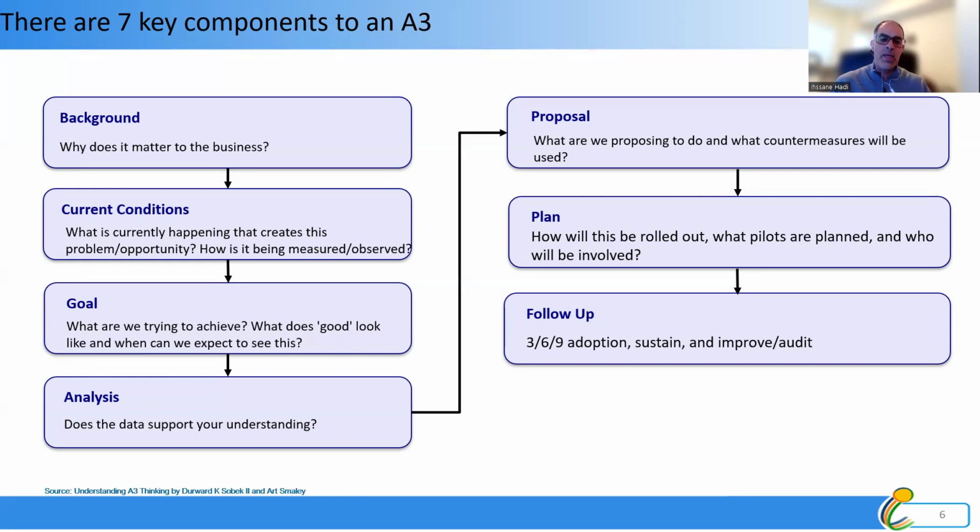Next is the plan. Here we explain how the proposal will be implemented. We detail any pilot projects, plan, and identify who will be involved. Finally, we have the follow-up section. This describes how we will track progress and sustain improvements over time, such as 3, 6, 9 months. We also include plans for regular audits to ensure improvements are maintained.